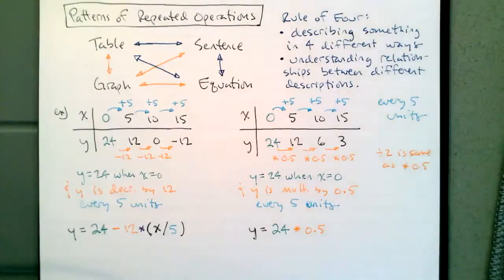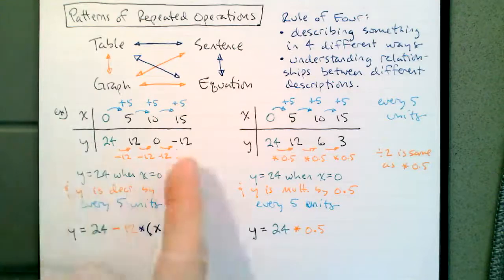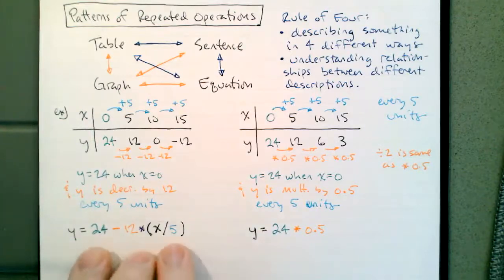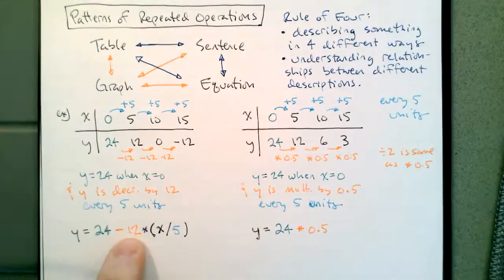This is not how we would write a linear function. That is not the traditional way to write a linear function. This is just the way that I see it when I see this particular table. Start at 24 and subtract 12 every 5 units. And that's what this is telling us. Start at 24 and subtract 12.